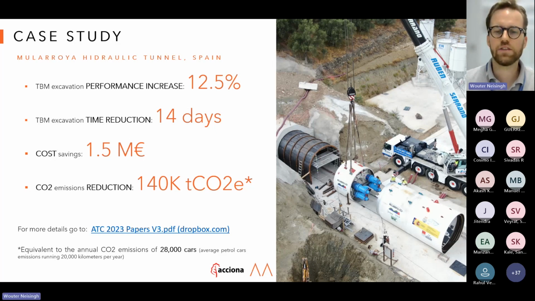And lastly, since there's less energy needed in those non-operational days, you also reduce the energy needed for the project. That means that you could save an equivalent of 140,000 tons of CO2, which is about 28,000 petrol cars on average, what they emit per year. So in short, Daarwin Gemini is able to deliver very concrete project benefits for clients and all the stakeholders involved.